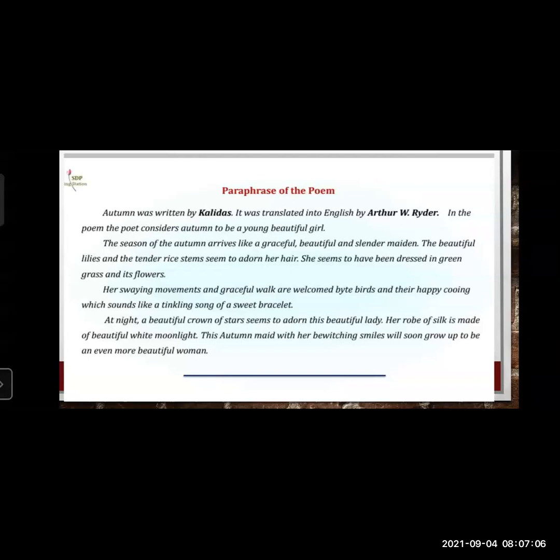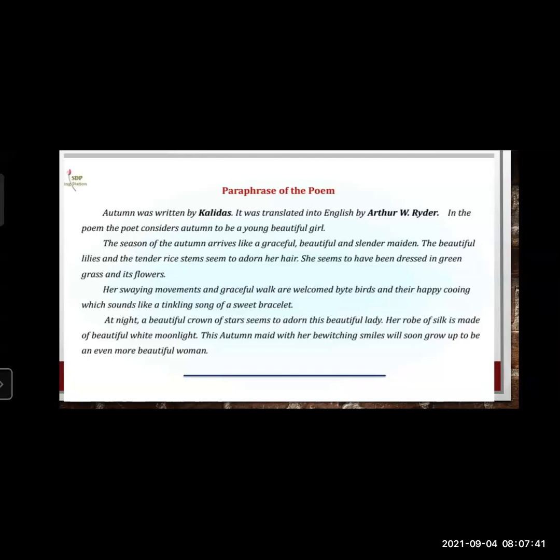Listen students, in the first stanza the poet explains that the autumn season is a girl who is slim, beautiful, and unmarried, meaning she is not yet matured. But in the second stanza, the poet explains that the beautiful, unmarried girl has a robe of silk made of beautiful white moonlight.